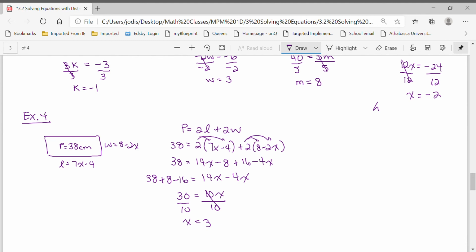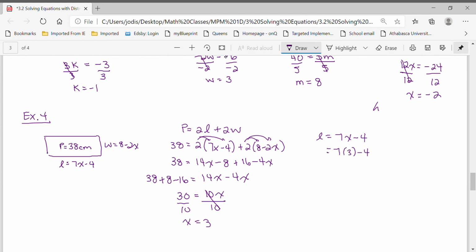Okay. So we're not done here because the question didn't ask us to solve for x. It asked us to determine what the length and the width actually were. So now we're going to have to figure out what the length is. I know that length is 7x minus 4, and I'm going to sub in what I got.